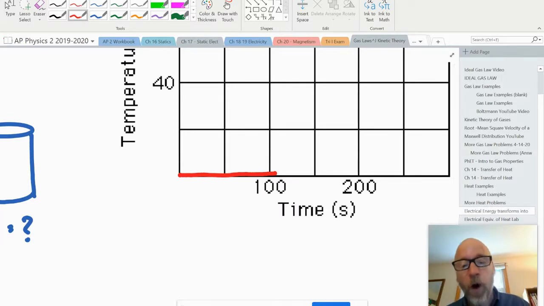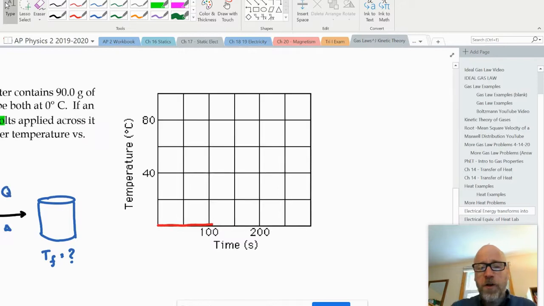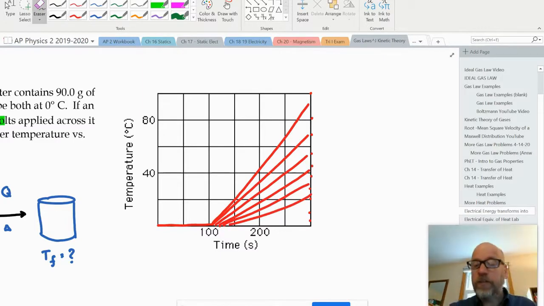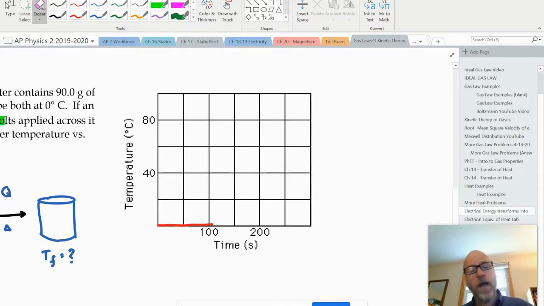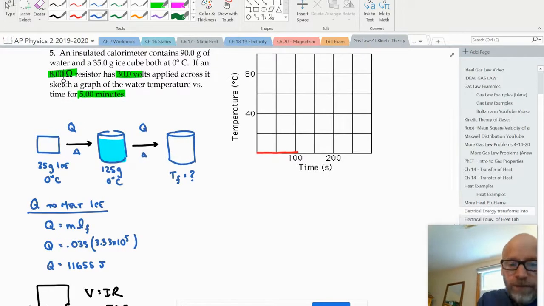Now I have a sample of water that is going to be heated by that resistor. Okay, so the question is, what will be the final temperature? Will it be 100 degrees, 80, somewhere here? What I do know is that the line should be linear. I just don't know where it ends, because as you heat it, it heats in a linear fashion. So I got to find the final temperature. Find the final T.